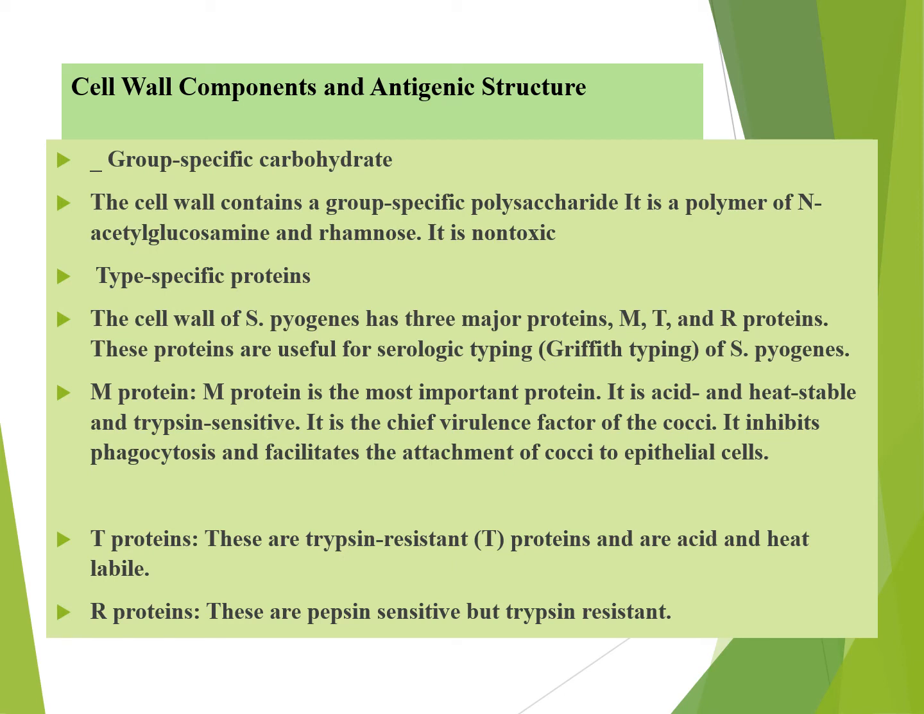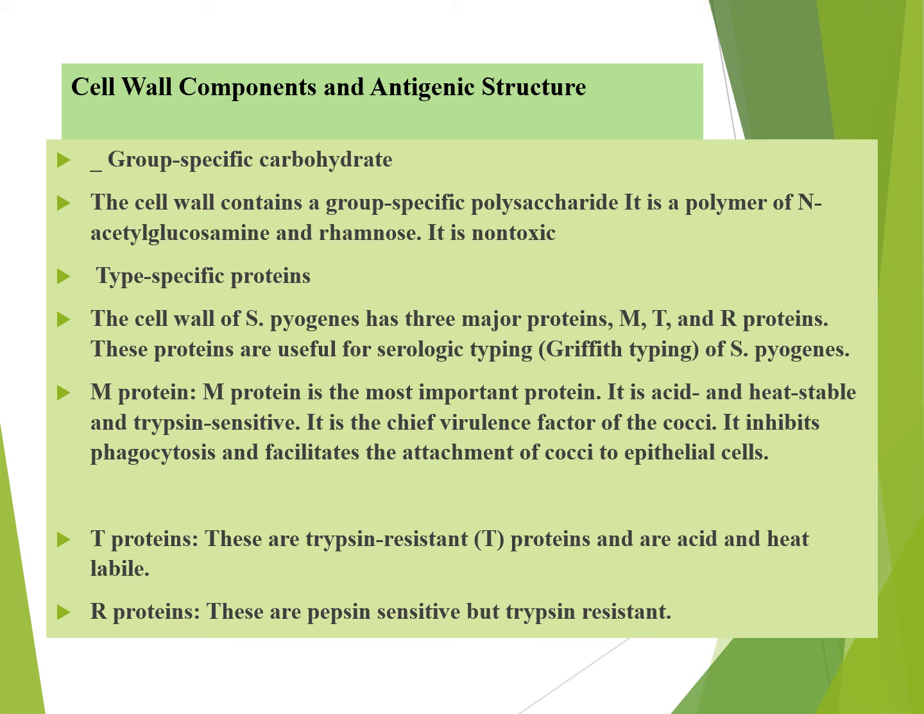Cell wall component and antigenic structure. Group specific carbohydrate. By antigenic structures we mean compounds in the cell wall that act as antigens, that is, they stimulate an immune response, or after infection stimulate antibody production. The first group is group specific carbohydrate.